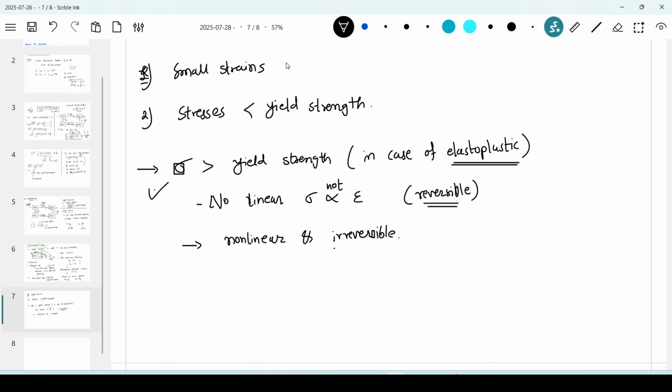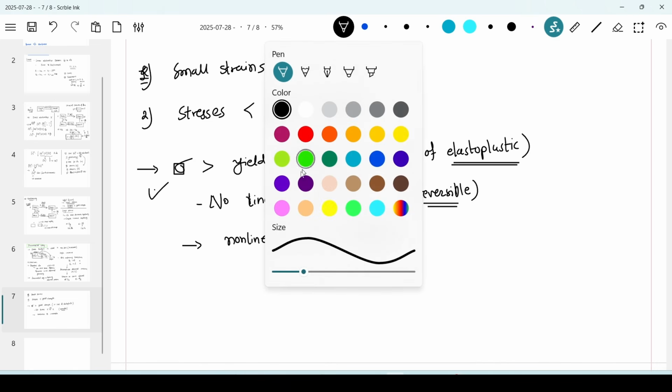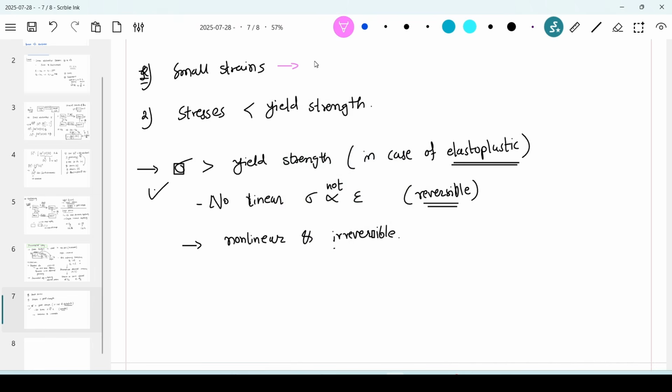The first condition is small strain, for which the linear analysis is valid. The second is when the stresses developed in the analysis are less than the yield strength of the material. So this is one example I'm taking. This is not true for hyperelastic, you know, hyperelastic doesn't have any yield strength. But let's try to understand it with the elastic or metal plasticity. So when stresses are less than yield strength, sigma is equal to E epsilon.